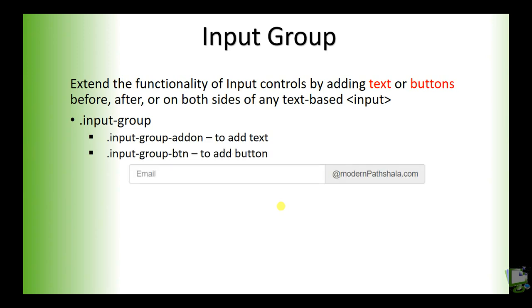So for this, Bootstrap provides us the class input-group. We can use this class input-group with two other classes. We can either choose input-group-addon to add text, or we can choose class input-group-button to add a button with a text-based input control. So let's see in the demo application.